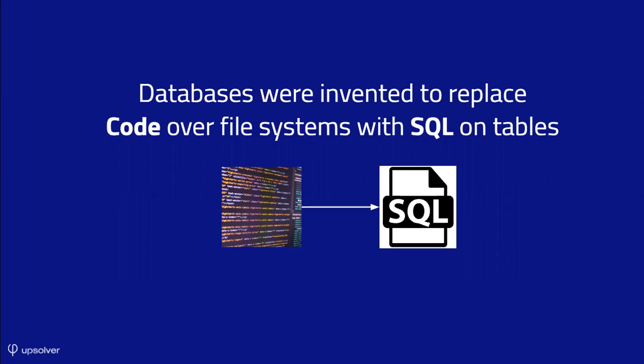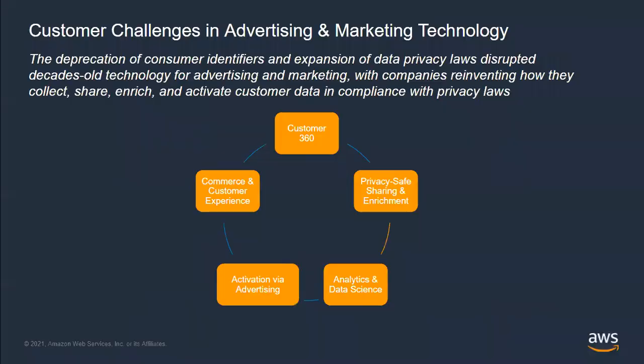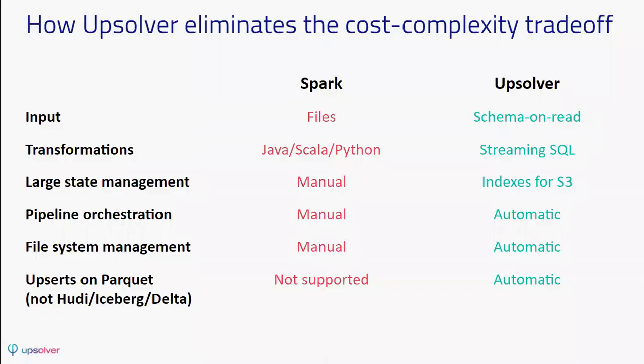People don't want to write code over file system. They want to use SQL on tables. They want to provide access to data to their engineers, to their analysts, to their data scientists, to their product managers. These are all people that know how to work with databases. They don't know how to write code. They don't understand file system. So that trade-off is what Upsolver is looking to solve. And I believe we have also solved it. And if we'll go to the next slide, I'll explain how.